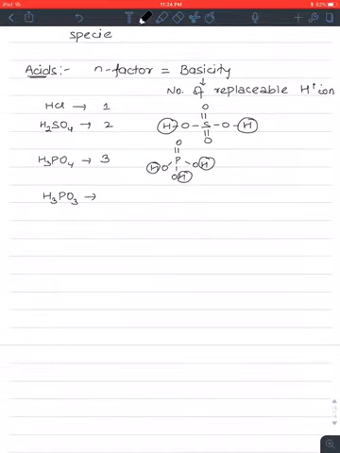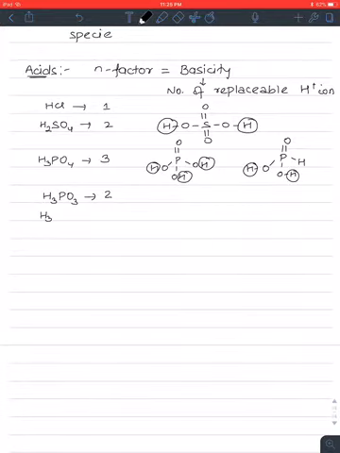If I'm talking about H3PO3, in case of H3PO3, what is the N factor? If we see the structure of H3PO3, it is like this: P, OH, OH and H. In this case we are having 2 replaceable hydrogen ions, because only 2 hydrogens are connected with oxygen, which is highly electronegative. So in this case the N factor will be what?